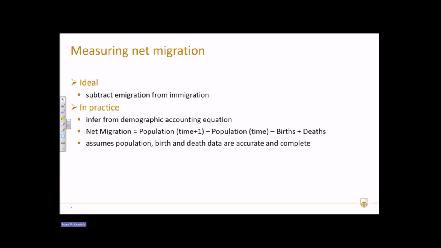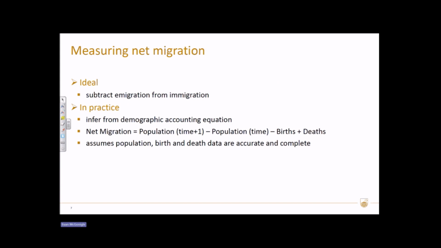For measuring net migration, the ideal situation is you would have flows of immigration and emigration, and you just subtract emigration from immigration to get net migration. As I said on the second slide, we don't have this information. So what is often done in practice is you infer net migration using a demographic accounting equation. That is, net migration equals the population at time t plus 1 minus the population at time t, minus births plus deaths. There are no other components of change, so long as all this information is true and accurate, then you will get your net migration.